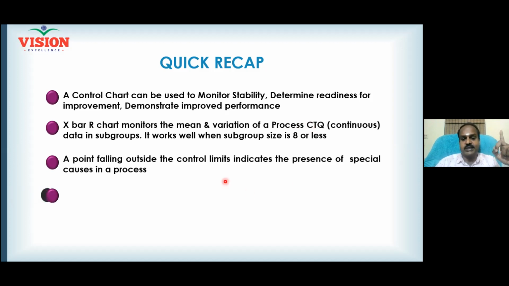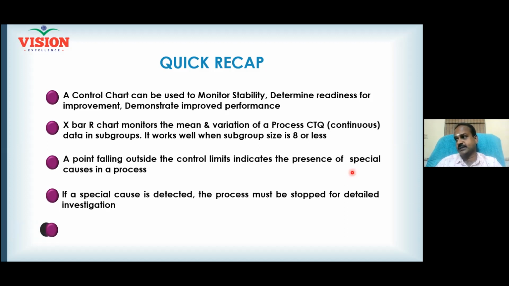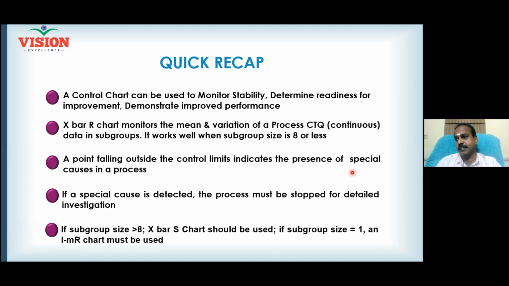A point falling outside the control limit indicates the presence of special causes. Whenever there is a special cause, 100% inspection should be carried out and the process must be stopped. You must investigate why the process got disturbed, and then if that factor is under your control, see to it that the same factor doesn't play again. If subgroup size is more than 8, use X bar S chart. If subgroup size is 1, an IMR chart should be used, right? If subgroup size is less than 8, the chart is X bar R chart.